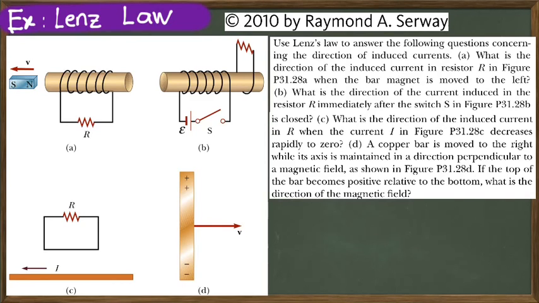So the last one. A copper bar is moved to the right while its axis is maintained in a direction perpendicular to a magnetic field as shown in the figure. If the top of the bar becomes positive relative to the bottom, what is the direction of the magnetic field? So you move a metal bar toward right, and you realize that the upper part has a positive polarity and the lower part has negative. What is the direction of the magnetic field in this region? Into or out?